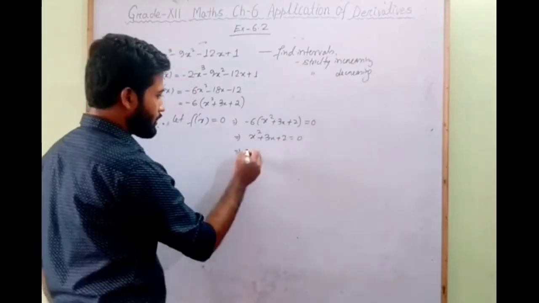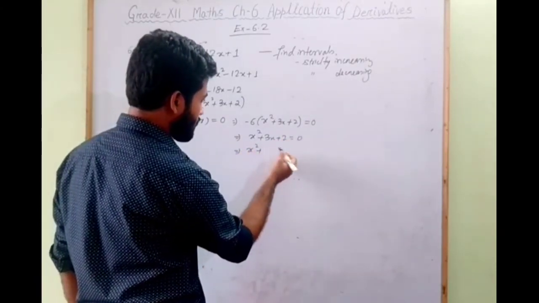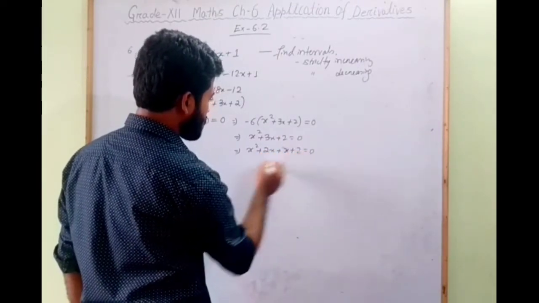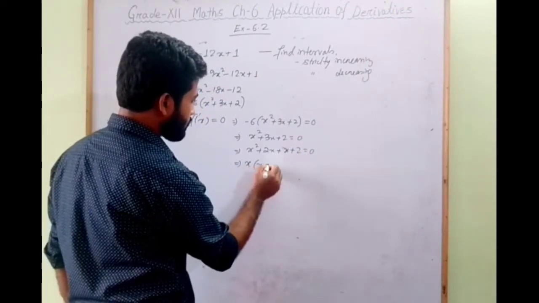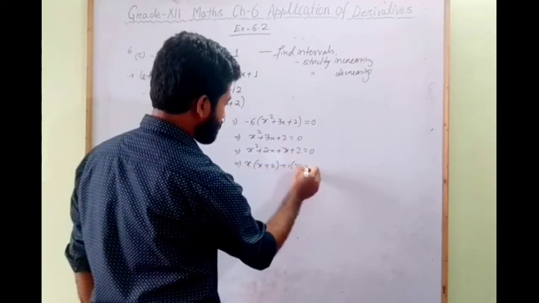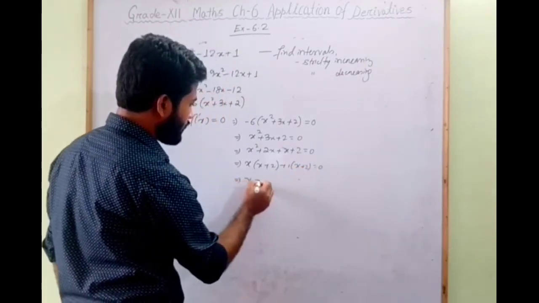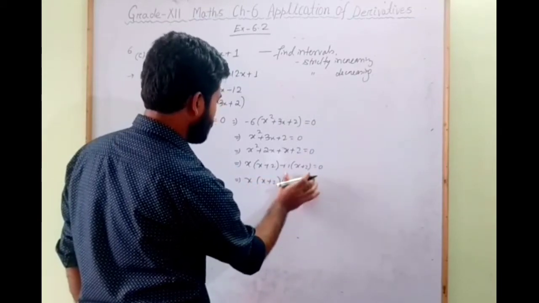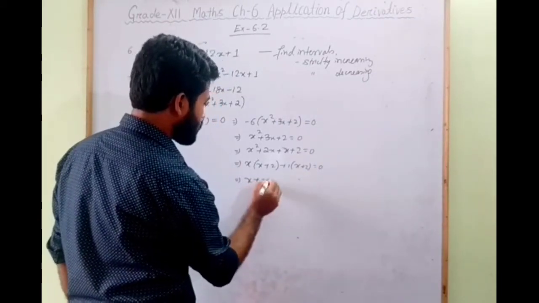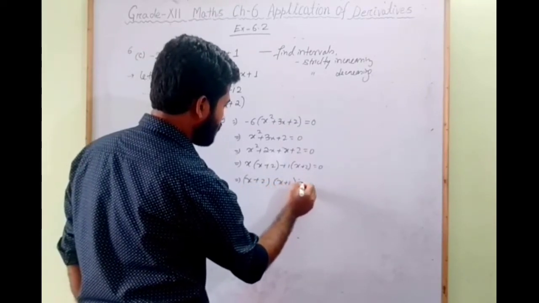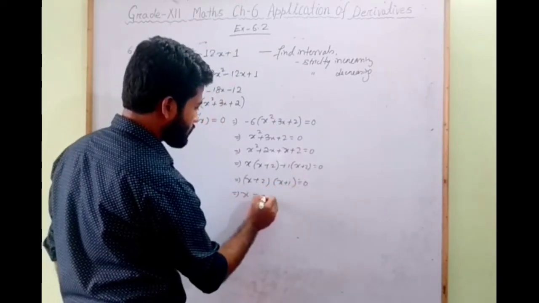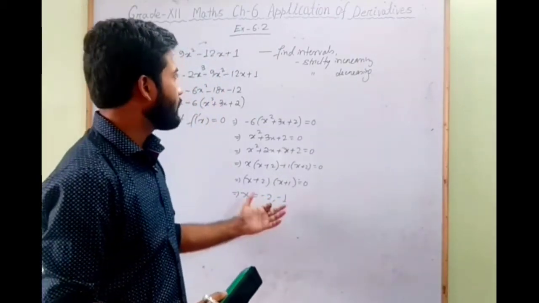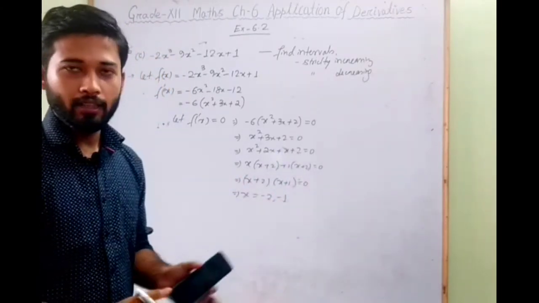If you solve it by middle term factorization, we shall have x^2 + 2x + x + 2 = 0. This will give us x(x + 2) + 1(x + 2) = 0, or let me write (x + 2)(x + 1) = 0, and finally we have x = -2 and -1. Clear? That means these 2 points will divide the real number line into 3 parts.